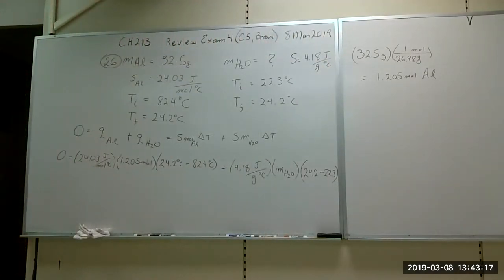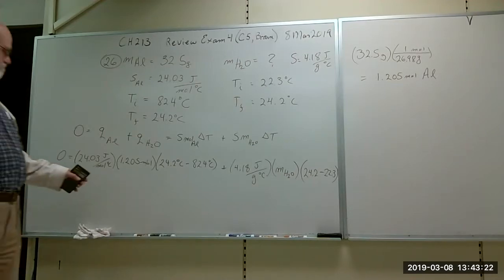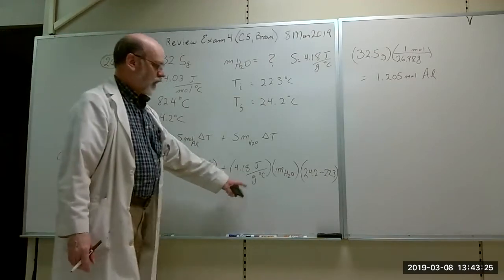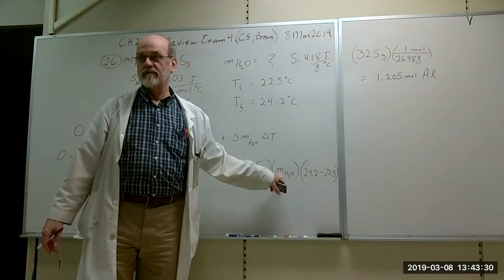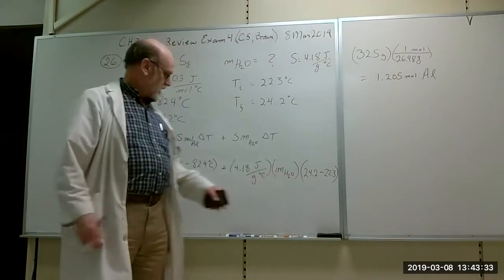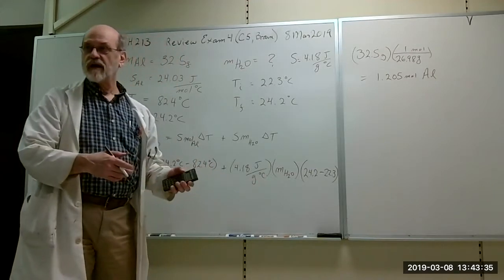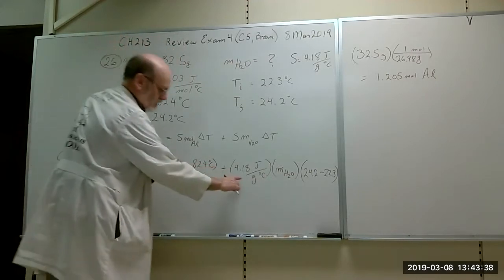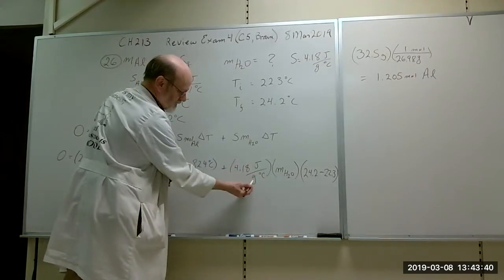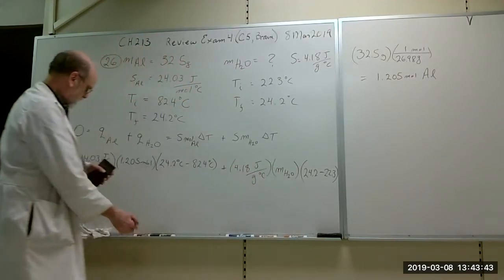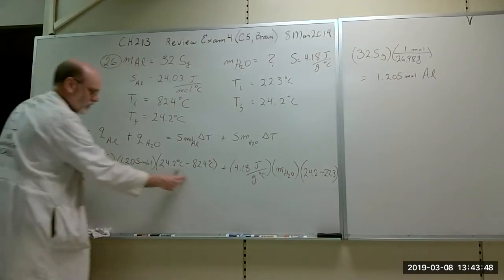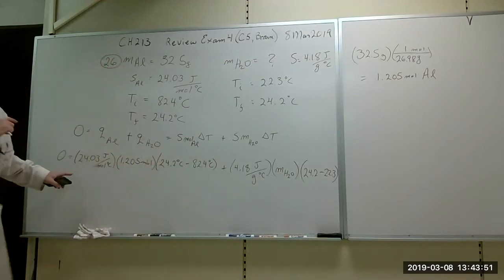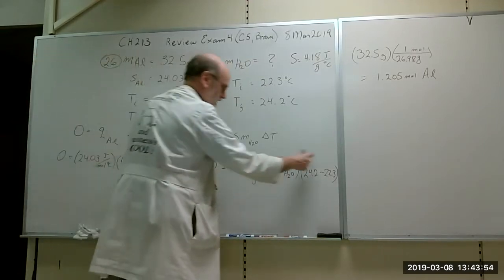Do we need to convert the grams and the specific heat to moles, since we did it with the other one? No, because we're looking for the mass of water. Right, we just had to do it with aluminum, since we're doing this with H2O. That's different, because we're keeping this in grams and this is in moles. But this whole term right here is joules, and this whole term is also joules.